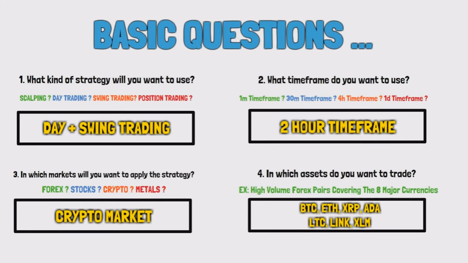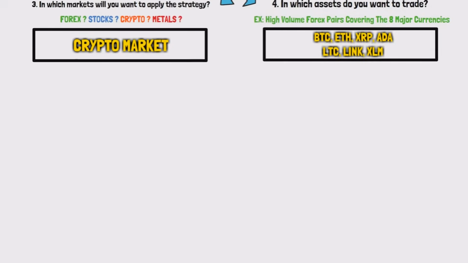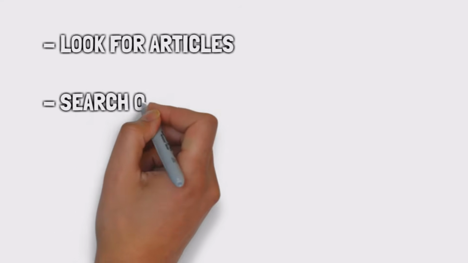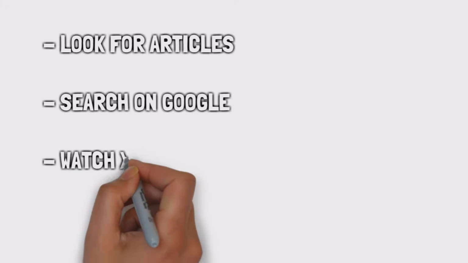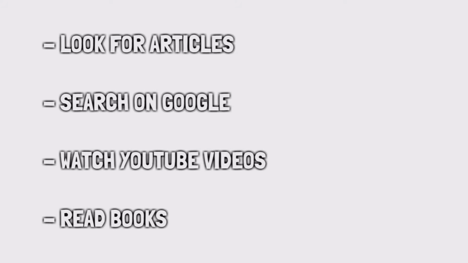If you have trouble answering these 4 questions, you can get information wherever you want. You can look for articles on the topics, do searches on Google, watch other videos on YouTube, or even read books on the subject, and sooner or later you will find what is best for you.